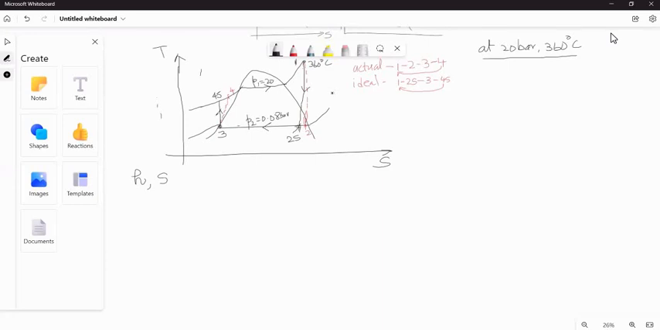So at 20 bar, 360 degrees centigrade. Now you can ask me, how can you say that is superheated steam? Now you can see 100 degrees centigrade. If the water is at 100 degrees centigrade, after that, what will happen? It will start to vaporize. So that's why we are calling that steam. And then if it is 360 degrees centigrade, then it is superheated. That's why we are calling that superheated steam. Point 1 is actually superheated steam.